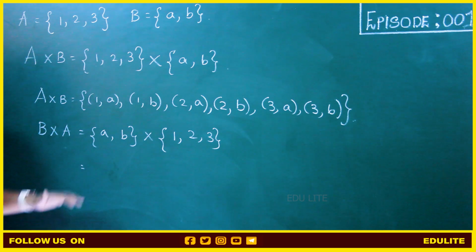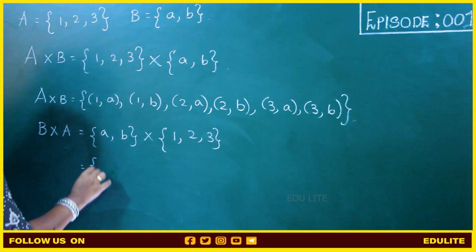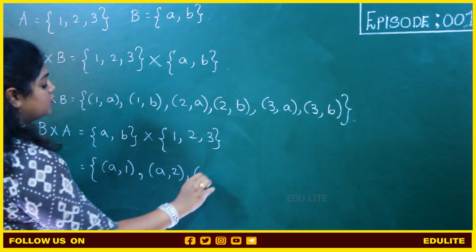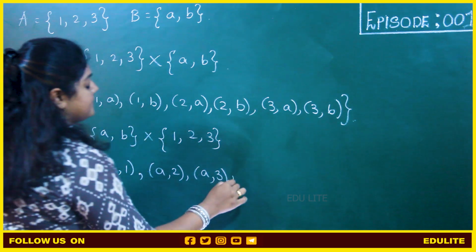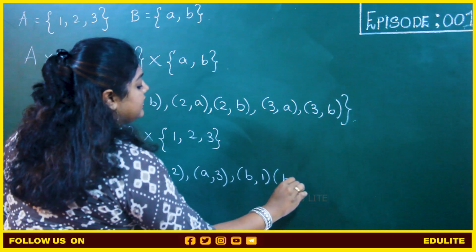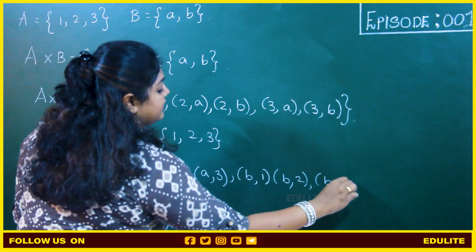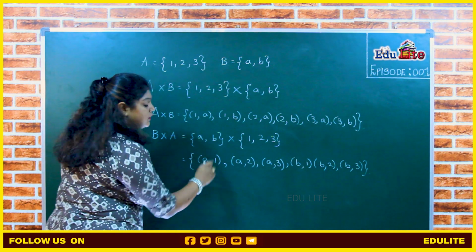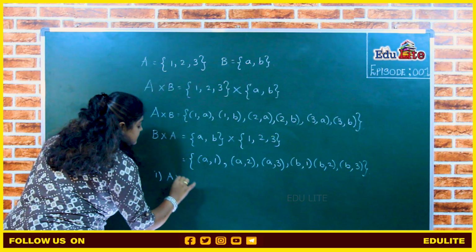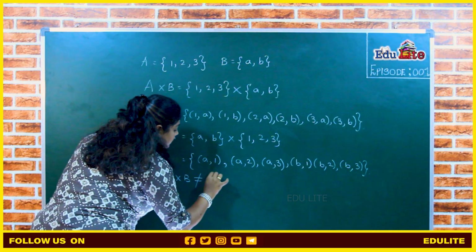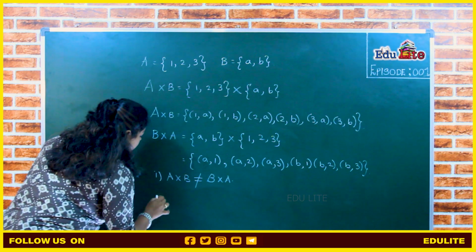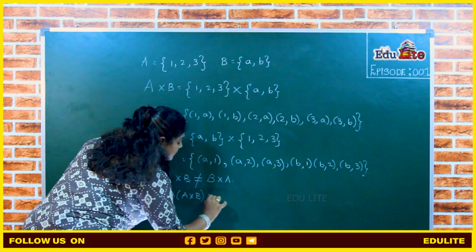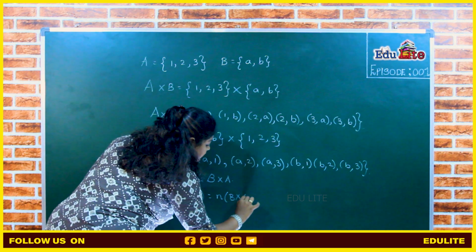So writing the set of ordered pairs for B cross A is (a, 1), (a, 2), (a, 3), (b, 1), (b, 2), (b, 3). As you see now, A cross B will always not equal B cross A. The first point is A cross B is not equal to B cross A. And the second point is n of A cross B will be equal to n of B cross A.